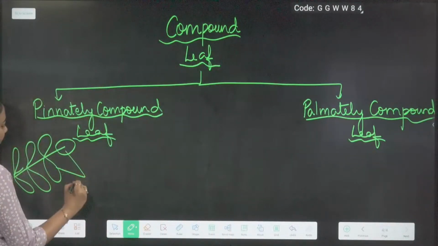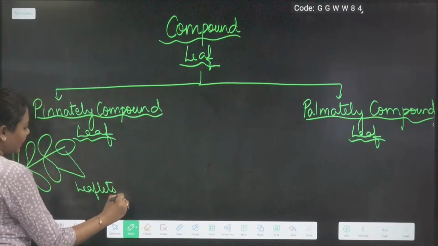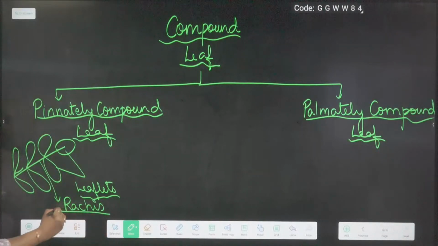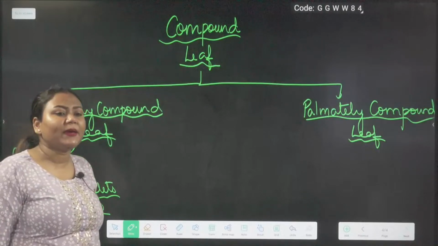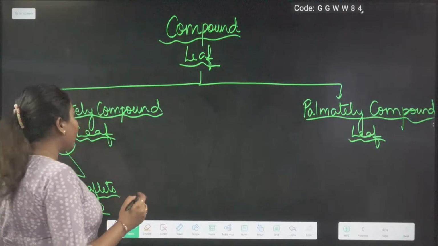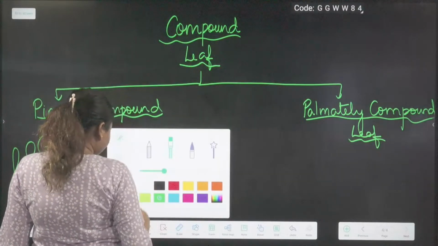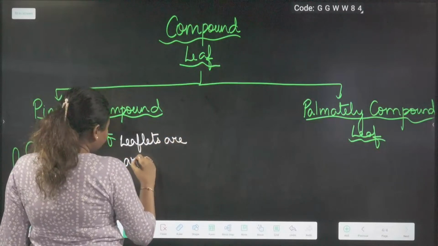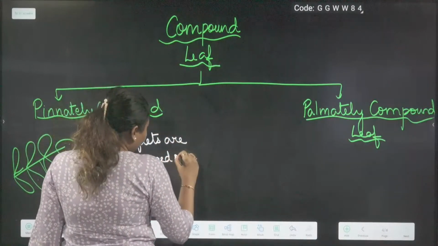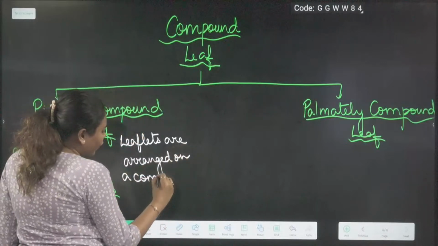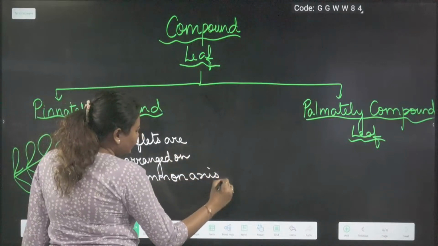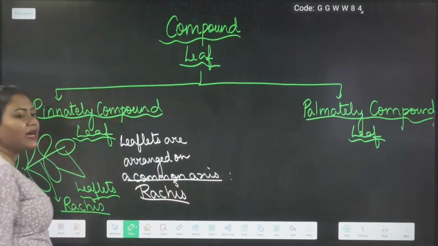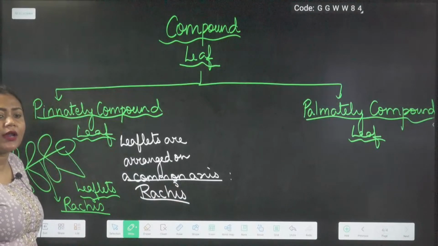So what are these? These are my leaflets. And what is this axis known as? Rachis. So what is a pinnately compound leaf? Leaflets are arranged on a common axis. What is the common axis for leaflets? It is your rachis. Leaflets are arranged on a common axis, which is your rachis.